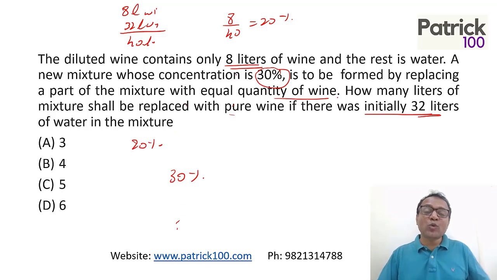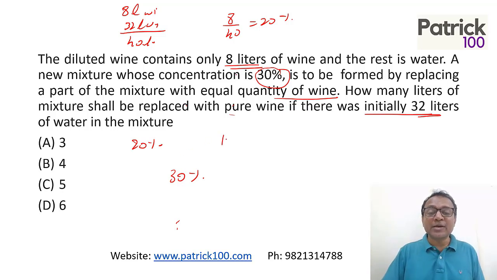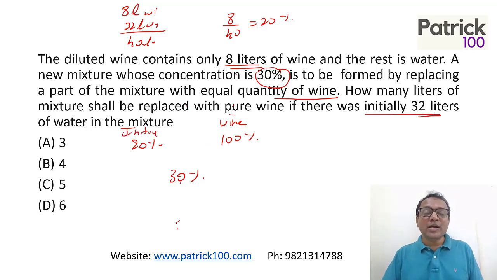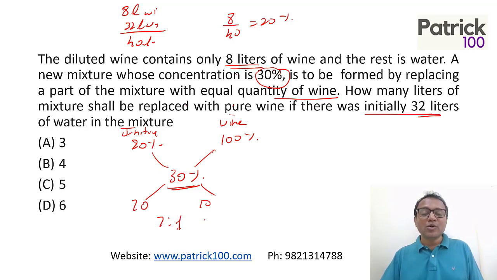You're replacing with wine. That means what you're adding is wine. It is 100% wine. This is pure wine, 100% wine. This is the initial mixture, 20% wine. To get 30% as the mixture, mixing these two quantities, you get 30%. If you do alligation, you get this as 70, you get this as 10, so you get a ratio of 7:1, total 8. The replacement sum.